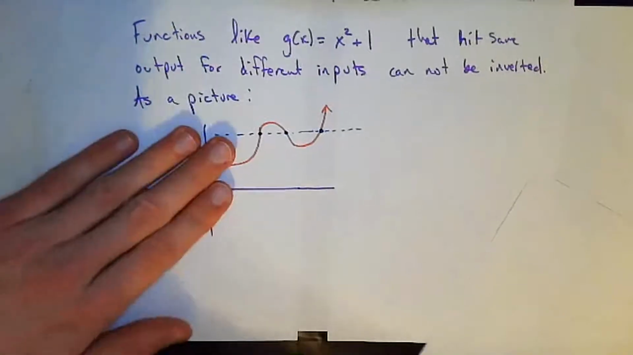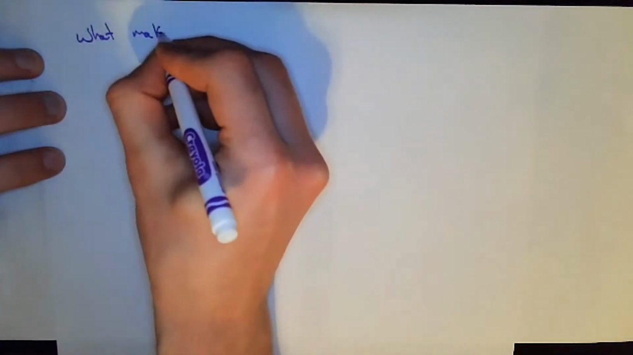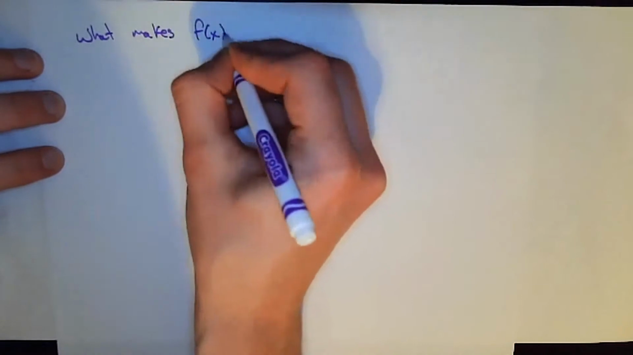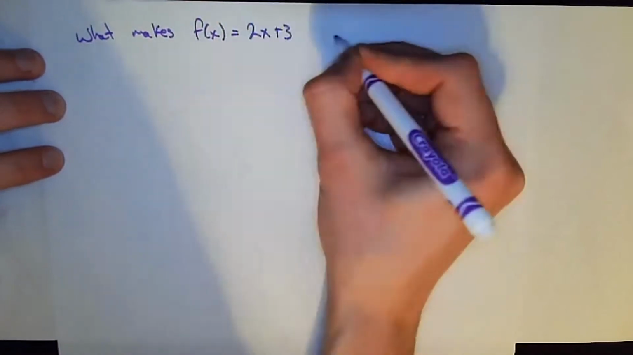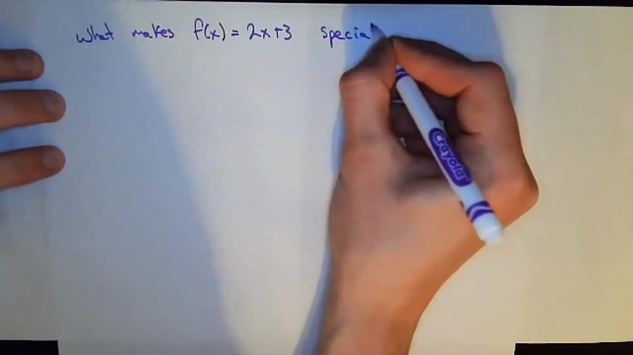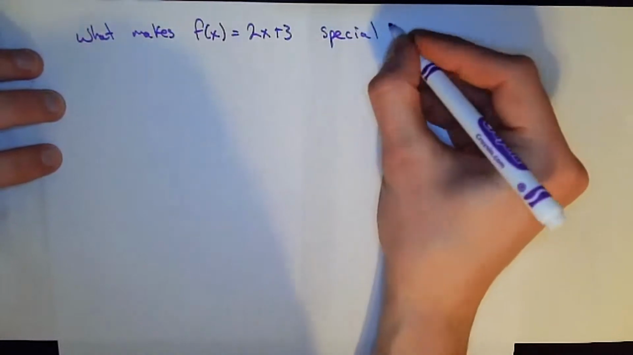We're going to talk more about the picture and everything. Still just kind of warming up a little bit here to the actual technical definitions. So what makes that f of x equals 2x plus 3 special? Because remember, that was invertible, no problem.